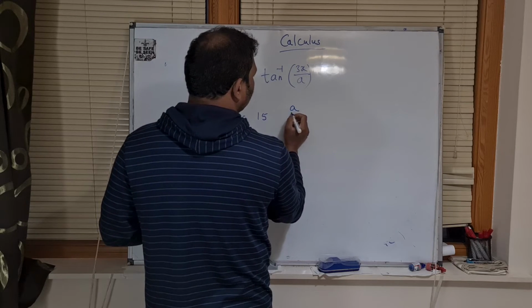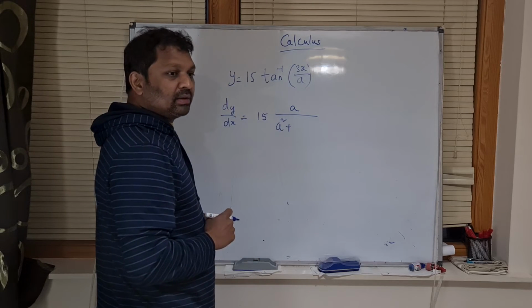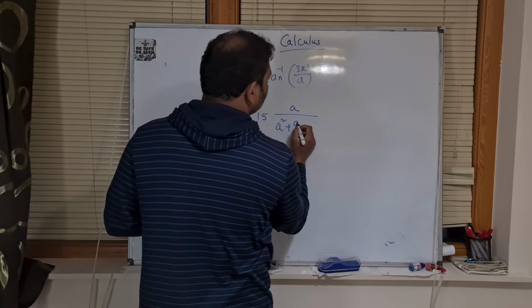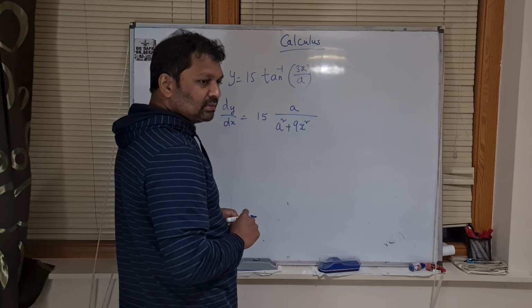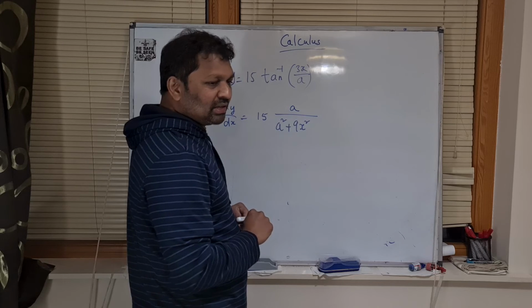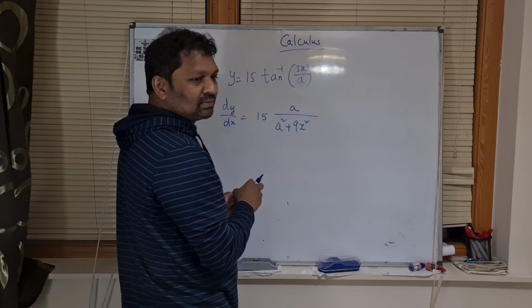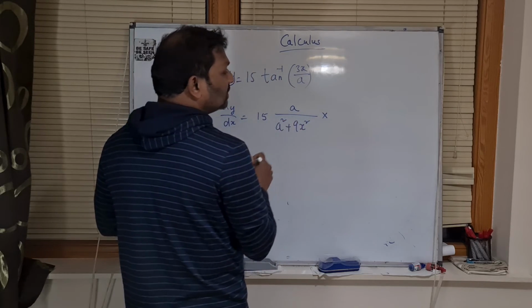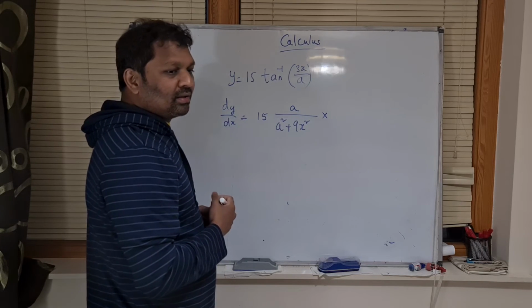It is a squared plus 3x whole squared, which is 9x squared. And then the differentiation of the inner function. The inner function is not 9x squared, it is 3x by a. So what is the differentiation of the inner function?